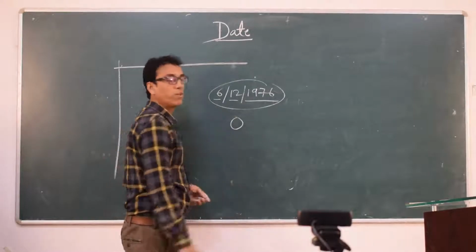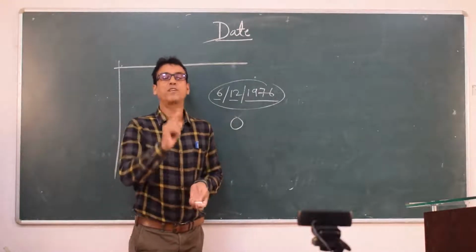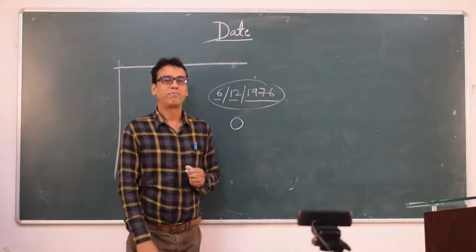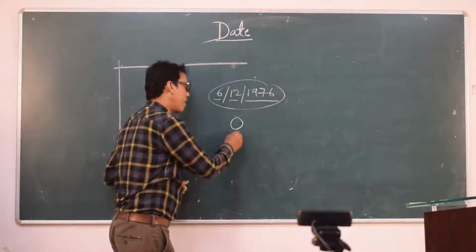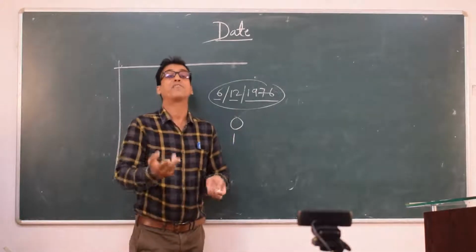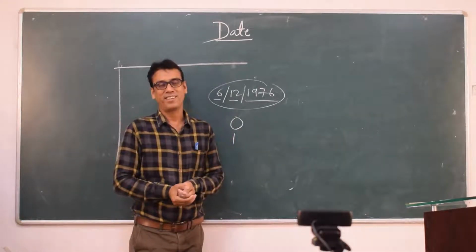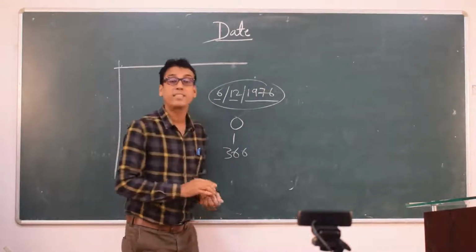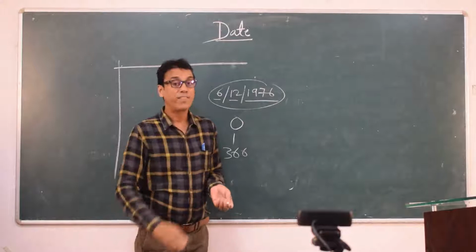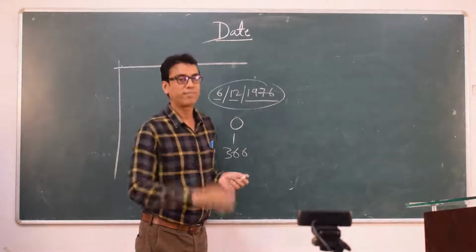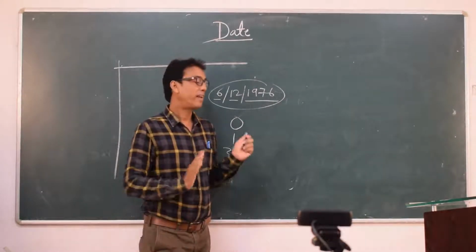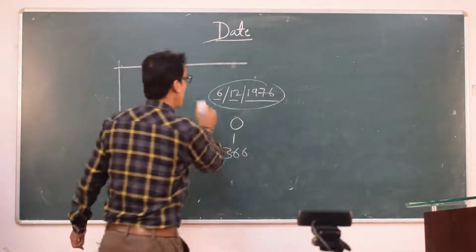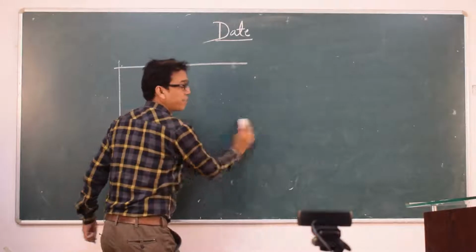The 0 represents 1st January 1900. And in the same manner, 1 will represent 2nd January 1900. In the same manner, if you talk about 366, it is 1st January 1901. So that theoretical concept is mandatory. It must be very clear to everyone when you are working with Excel.